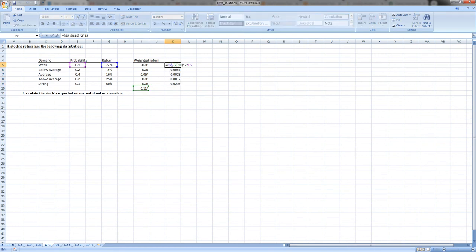So again, what we've done is we've taken the difference, so the expected outcome, we've found the difference of each of the returns from the mean, we've squared that difference, and then we've multiplied times the probability to get a weighting. Next, what we're going to do is sum these outcomes. And this amount right here is our variance. So this is essentially right here sigma squared.